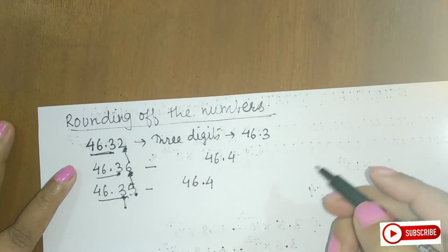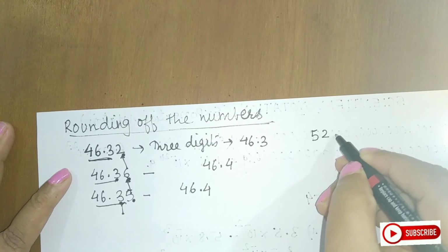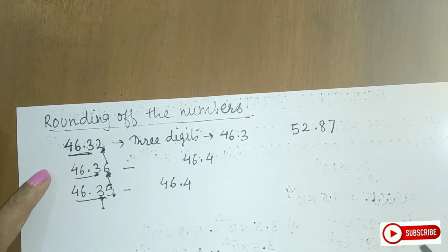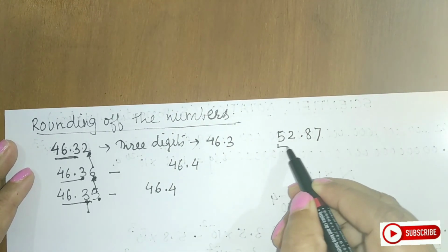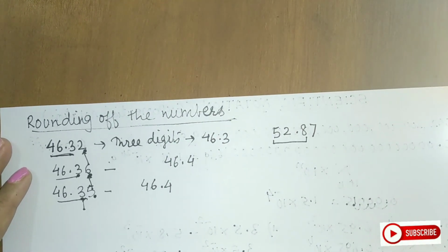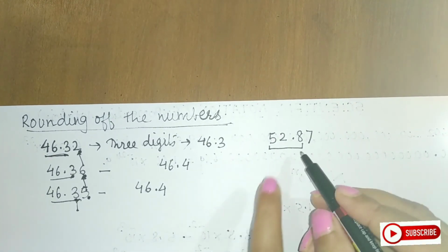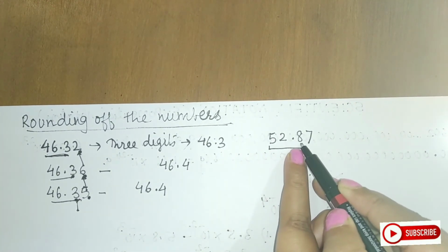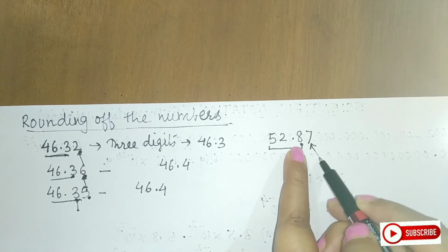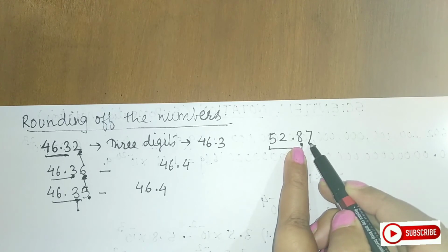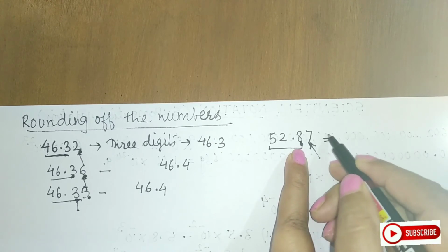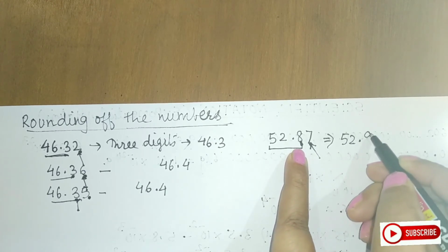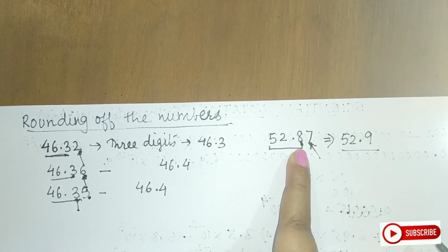Now let us try one more example, that is 52.87. Now students, if I want to write the answer only for 3 digits, means what? I want the answer to be expressed only in 3 digits, so let us check this. The immediate number after this 3rd digit is this. If you see, this is more than 5 and therefore I will increase this number by 1. So your answer here will be 52.9. So this is how you have to round it off.